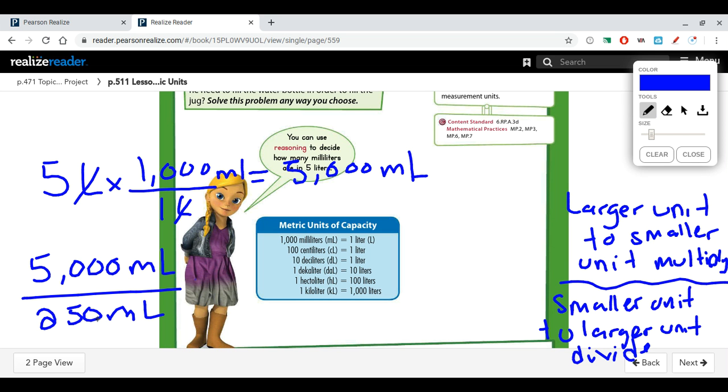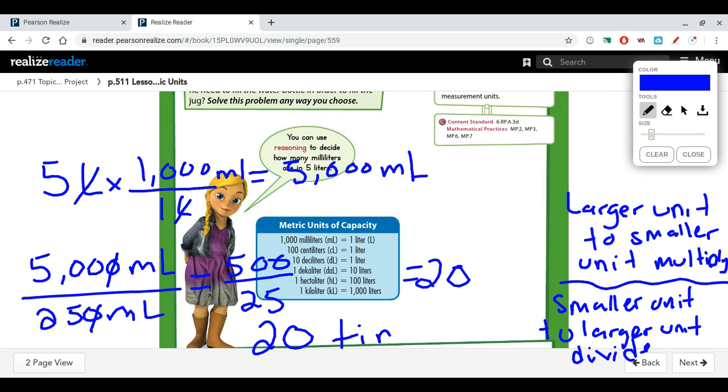So here I have 1 0. I'm going to cross off 1 0 here, and I'm going to cross off 1 0 here. Now I'm looking at how many times 25 can go into 500. So I'm going to rewrite that: 500 divided by 25. When I divide 500 by 25, I get 20. So the answer for this problem is I'm going to fill the bottle 20 times. The bottle gets filled 20 times because 250 milliliters fits into 5,000 milliliters 20 times.